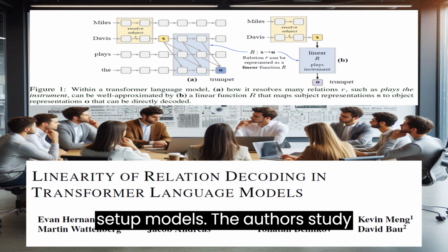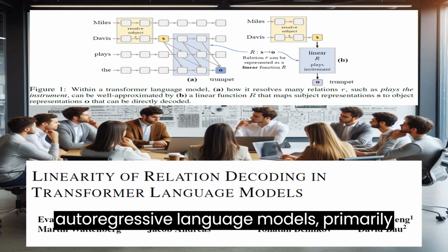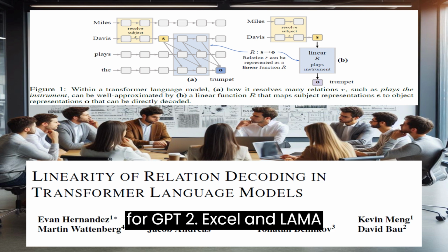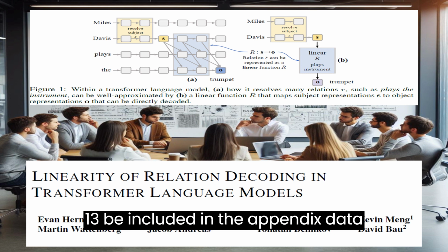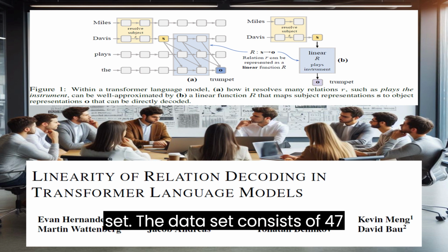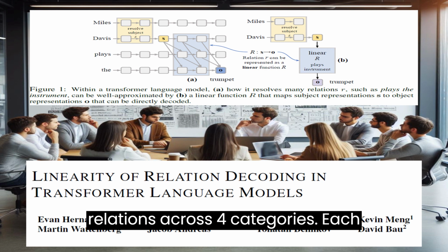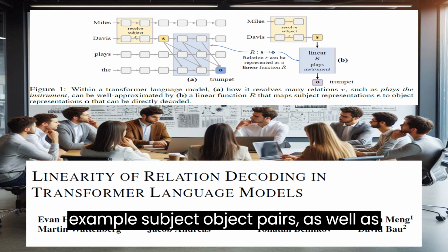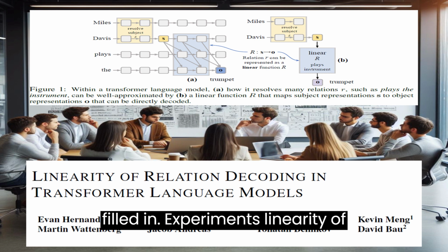Experimental setup. Models. The authors study autoregressive language models, primarily focusing on GPT-J, with additional results for GPT-2 XL and Llama 13B included in the appendix. Dataset. The dataset consists of 47 relations across 4 categories. Each relation is associated with a number of example subject-object pairs, as well as a prompt template that leads the language model to predict the object when the subject is filled in.